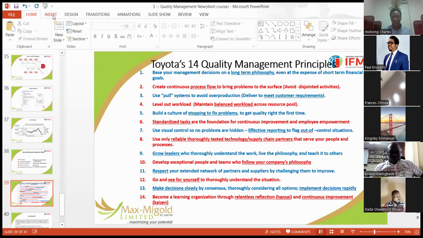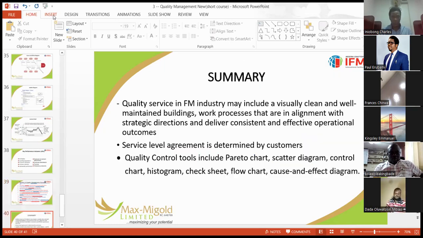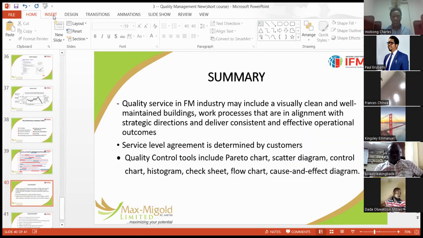So those are the 14 quality management principles by Toyota, which is very important. You go through them and see how you can implement them in your work. In summary, quality service in the FM industry may include visually clean and well-maintained buildings, work processes that are in alignment with strategic directions, and delivery of consistent and effective operational outcomes.